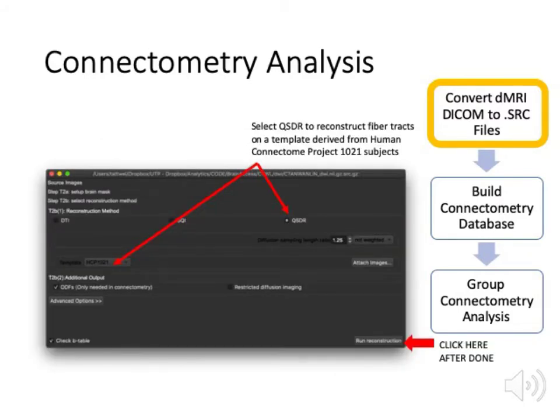The next step requires us to configure the reconstruction algorithm. Please select QSDR, which stands for Q-space diffeomorphic reconstruction. This is a reconstruction of multiple fibers using the Q-space mathematical technique, and automatically creates the tract representation in an MNI normalized space, which has been normalized to the Human Connectome Project of 1021 subjects. Run the reconstruction to complete the conversion process.